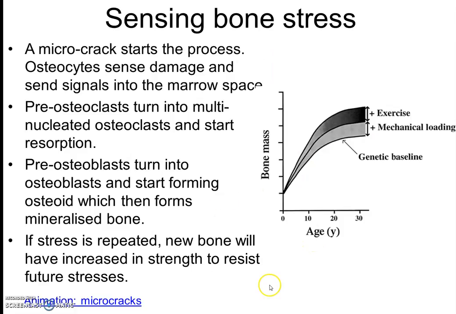So, as I alluded to earlier, we have a normal genetic baseline of bone mineral density, and by doing exercise and mechanical loading we can increase the bone mass. And if we don't do any exercise, for example, think of a paralyzed patient or an astronaut, for that period of time they will lose bone mass, because we only build up new bone when it's required to strengthen a weakened bit of bone.